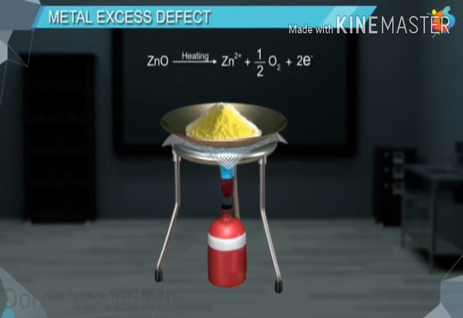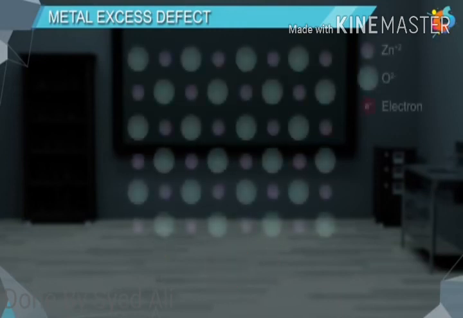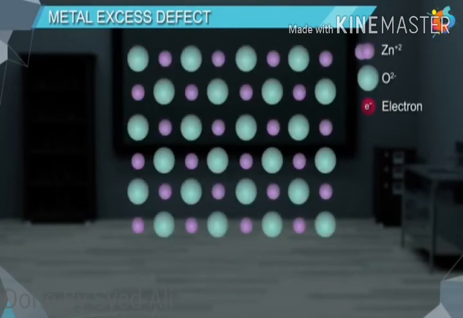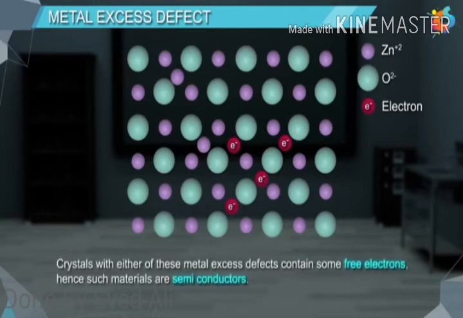We can understand from the following reaction. The excess Zn2 plus gets trapped by the interstitial site and released electrons get trapped by the neighboring interstitial site and maintain electrical neutrality. Crystals with either of these metal excess defects contain some free electrons. Hence, such materials are semiconductors.